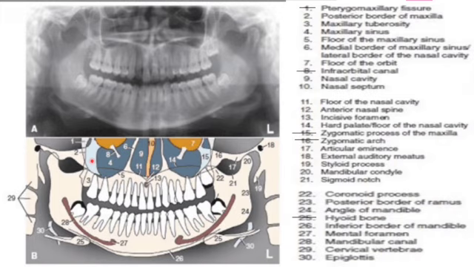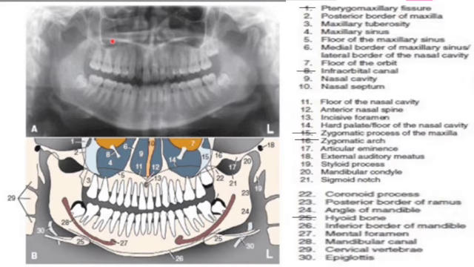Third one is maxillary tuberosity. So where is maxillary tuberosity? Here it is. That is distal to the maxillary molar. In the radiograph it is somewhere here. This is the maxillary tuberosity. Next is maxillary sinus. So this full portion is maxillary sinus. So in the radiograph it is somewhere here. This is the maxillary sinus. This is the floor of the maxillary sinus.